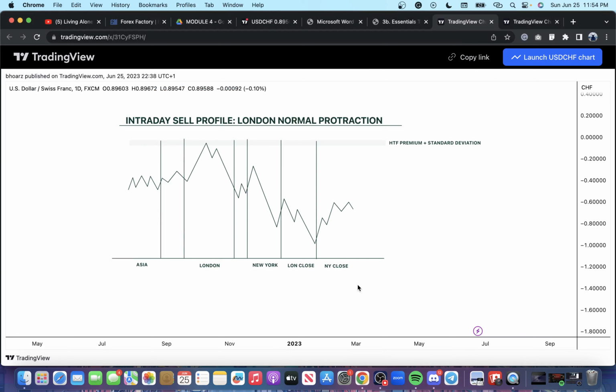So today we're going to discuss intraday market profiles for London, and there are essentially two main market profiles for London. We have the intraday sell profile.